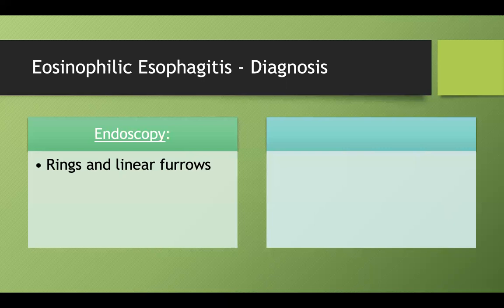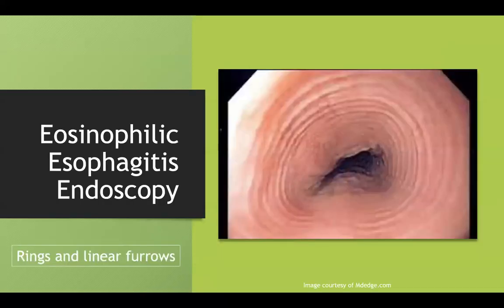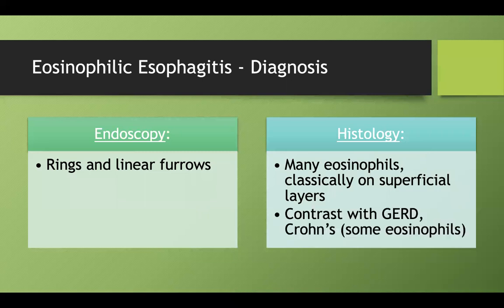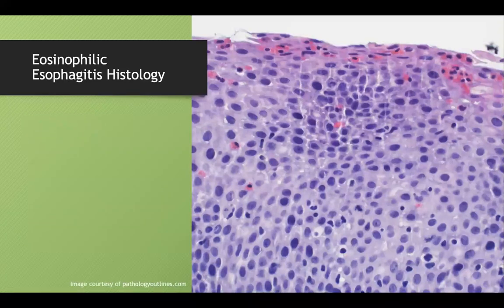If you look at this on endoscopy, you're going to see rings and linear furrows. And that's going to look like this. If you ever see this kind of Looney Tunes themed ring, then think eosinophilic esophagitis. On histology, you're going to see many eosinophils. Other syndromes, like GERD and Crohn's disease, do have some eosinophils. So if you see eosinophils on a slide, I don't want you to automatically assume it's eosinophilic esophagitis because it may just be GERD or Crohn's. But if you see a ton of eosinophils like I see here, I want you to start thinking of this.